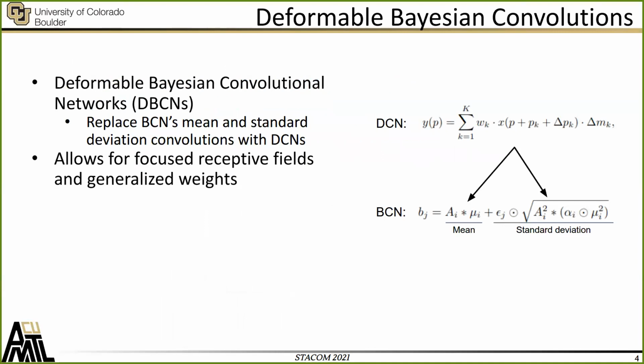We answer this question with deformable Bayesian convolutions, or DBCNs. To create DBCNs, we combine the flexible sampling of deformable convolutional networks, or DCNs, with the generalizability and quick learning of Bayesian convolutional networks, or BCNs. The equation is shown here, with DCNs replacing the convolutions representing the mean and standard deviation of BCNs. This new formulation allows DBCNs to have the benefits of both deformable and Bayesian convolutions with focused receptive fields and more generalizable weights.